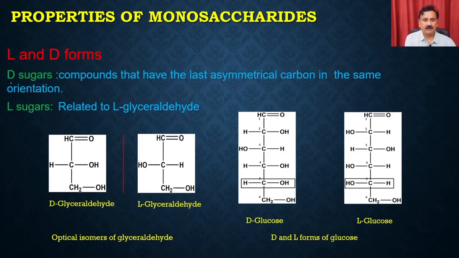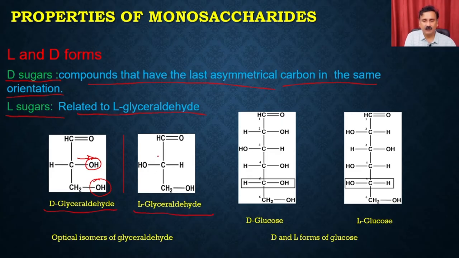Then we have, so this is what we have explained here. D sugar, so the compound that has the last asymmetrical carbon in the same orientation, that is called the D form, whereas the L form is related to the L glycoside. So what you see here is, if the last asymmetrical carbon has the groups on the same side, right? This one has a functional group on this side, and this one also has a functional group on this side, then this is called the D form, whereas in the L form it is going to be in the reverse orientation.